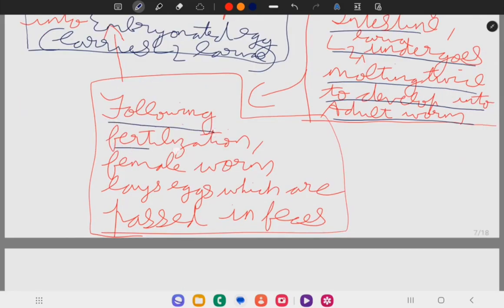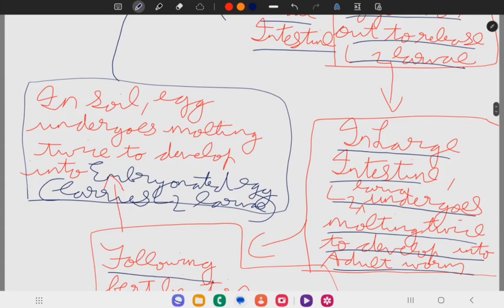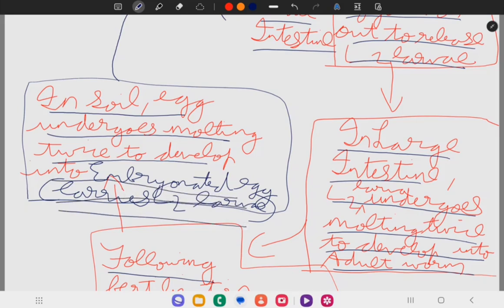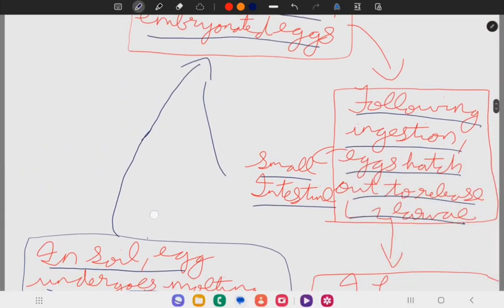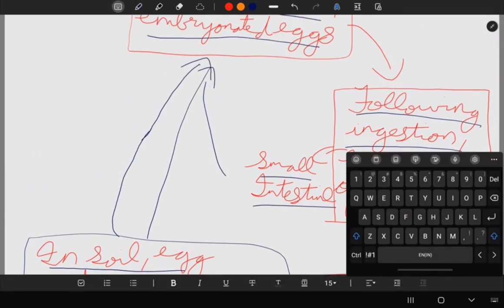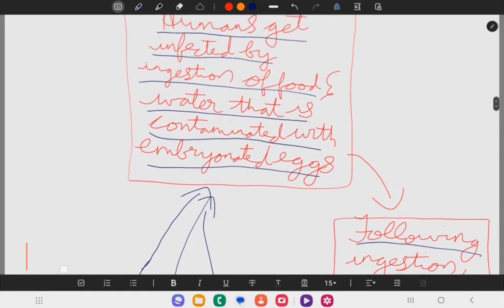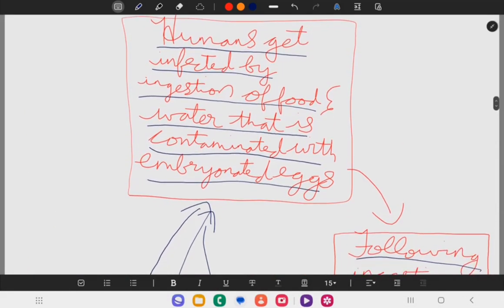Following fertilization, the female worm lays eggs which are passed in feces. In soil, the egg undergoes molting twice to develop into an embryonated egg, which carries L2 larva, and this embryonated egg is infective to man. We are done with the life cycle. Next I will discuss the clinical features.